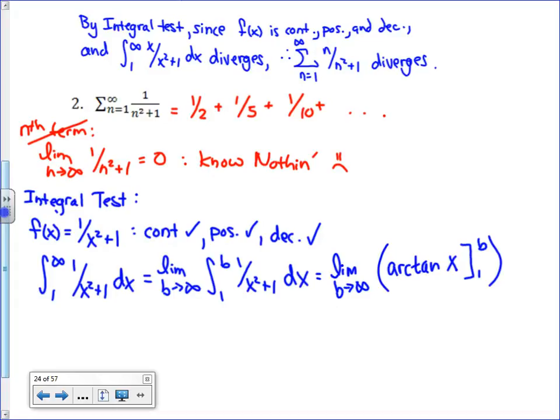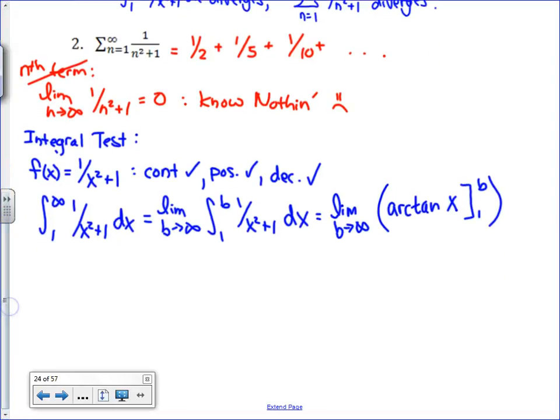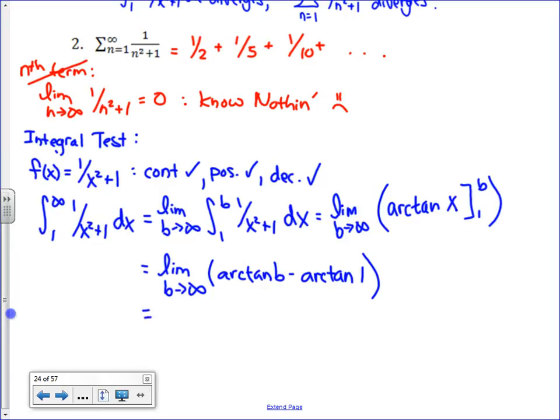It's okay? So I can say arctangent of b minus arctangent of 1. What's arctan of 1? Tan inverse of 1. Tangent is 1 when sine and cosine are the same. Sine and cosine are the same at 45 degrees, square root of 2 over 2, which would be pi over 4, right?